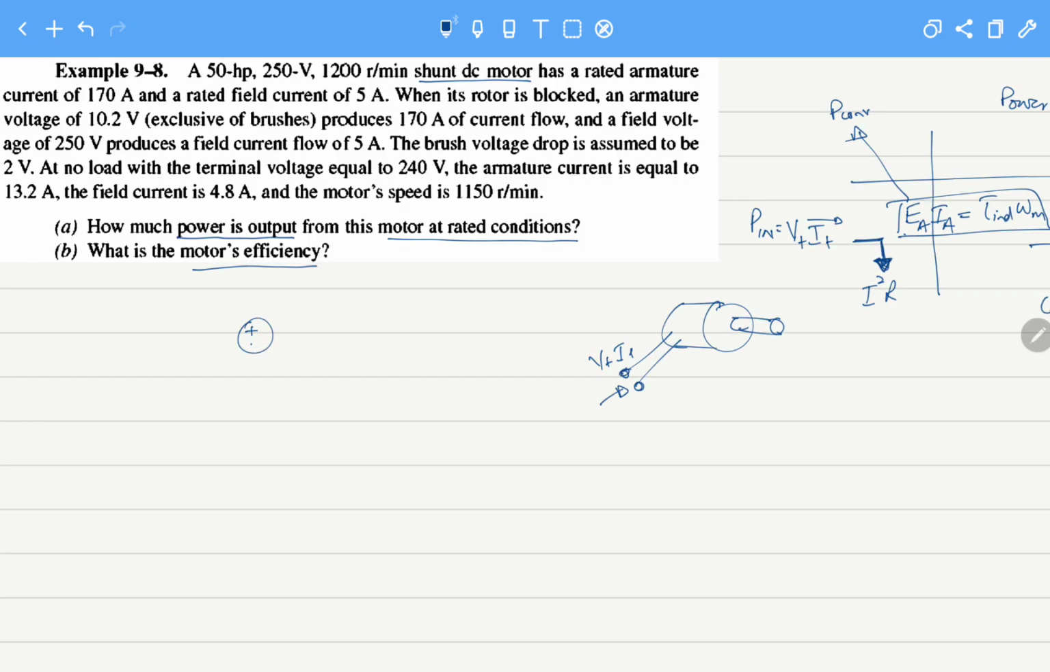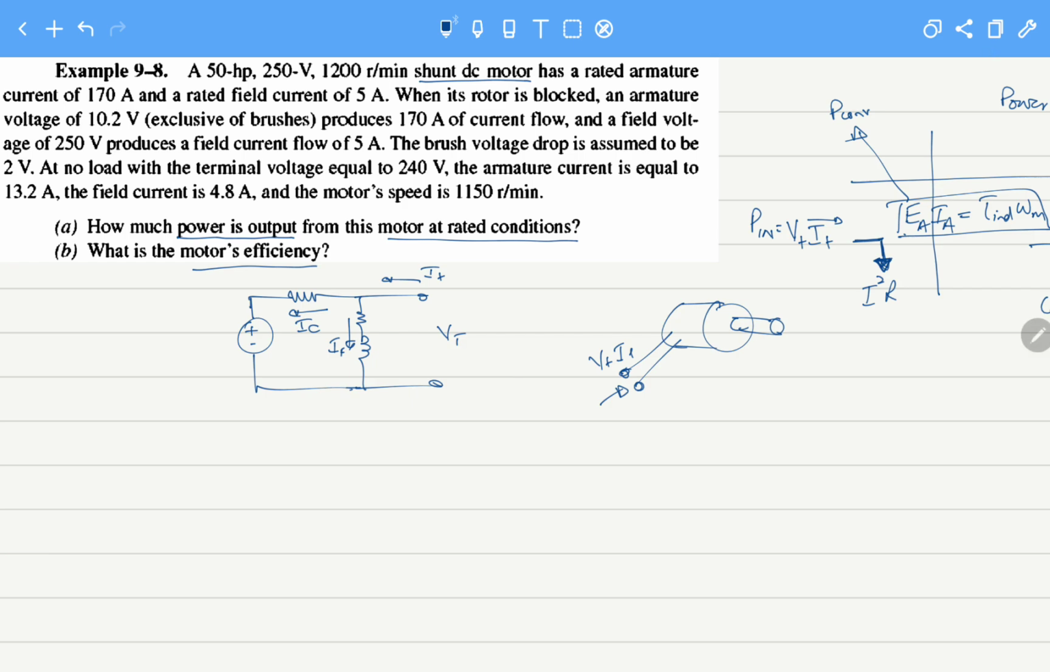Now for the shunt DC motor, this is V terminal and this is I terminal, this is IF and this is IA. If we are able to calculate the armature losses, we can calculate how much power is being lost. We can calculate the first kind of losses, the copper losses inside the machine.